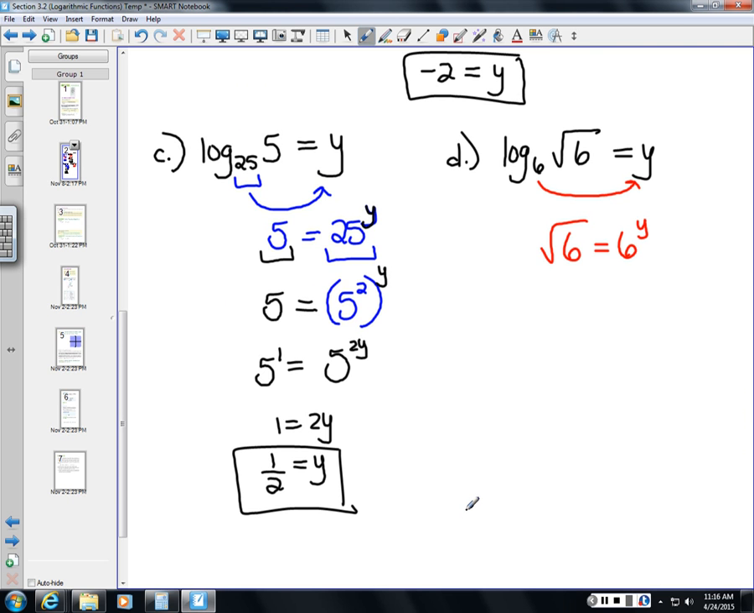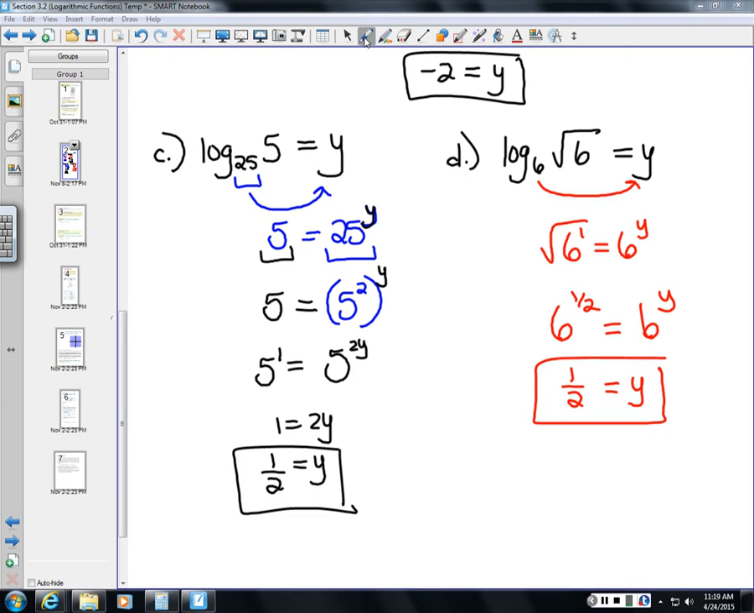Now, the other thing that we have to deal with here, which we just dealt with in a previous part of this section, is we have a radical. And everything that we do with logs and exponential functions, they either have to be in log form or they have to be in exponential form. So we need to convert this into an exponent. And using our rules of radicals, we have 6 to the 1/2 power, because square root is the same thing as a 1/2 power. And now it's easy to see that y is equal to 1/2. So log base 6 of the square root of 6 is actually equal to 1/2.